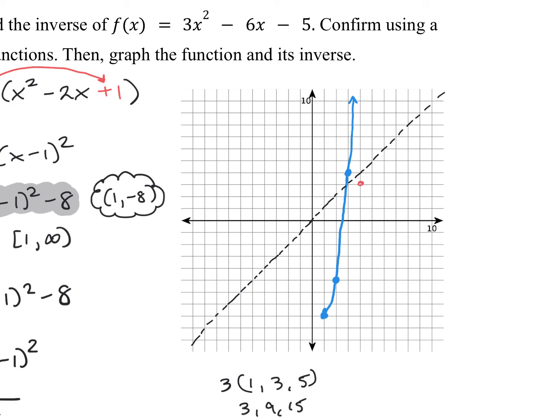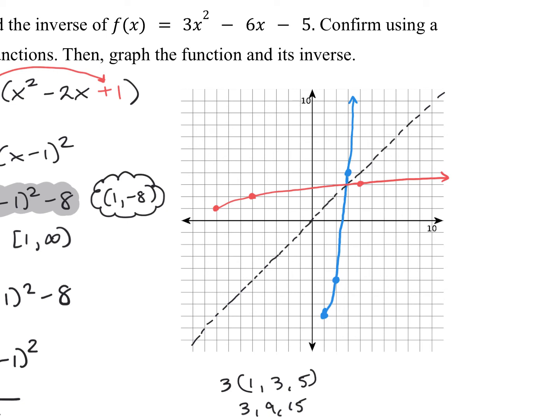So we know we have this coordinate here. Here we can take the coordinate (2, -5), and we can do (-5, 2). And here we can take our vertex, which was at (1, -8), and we can do (-8, 1). So it looks like this. So our inverse function looks like this.